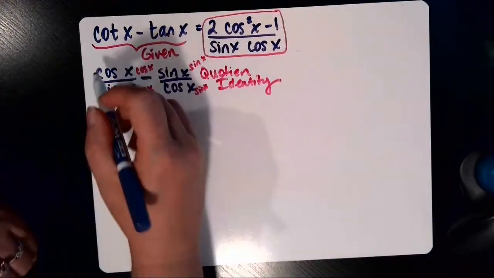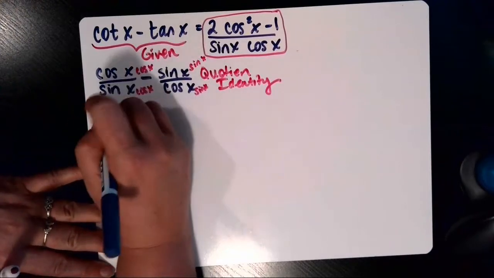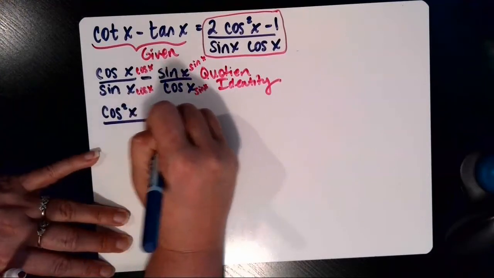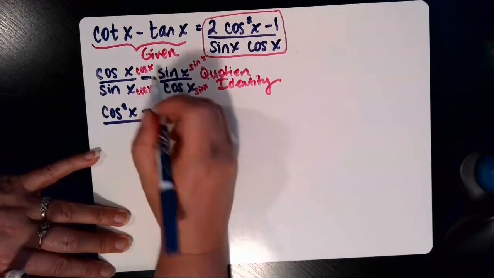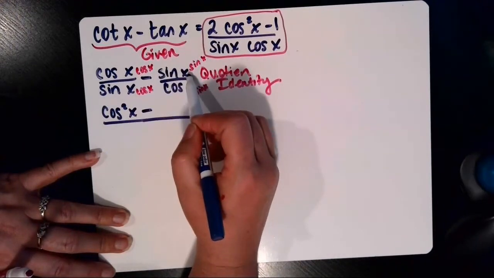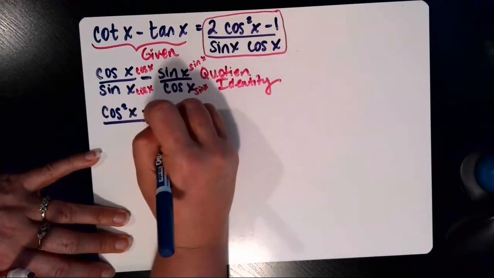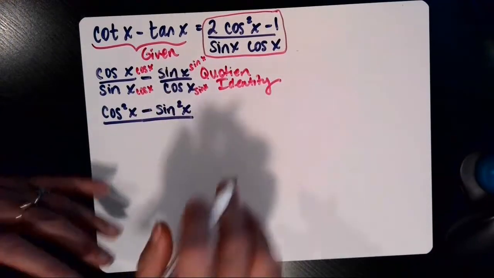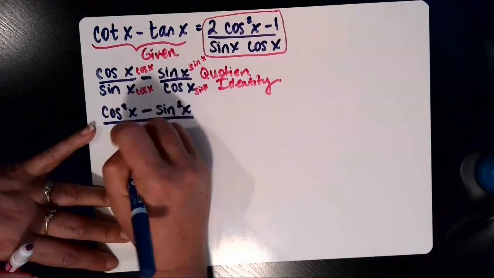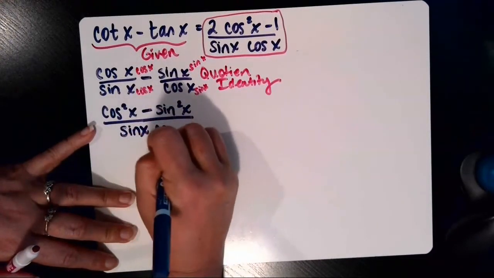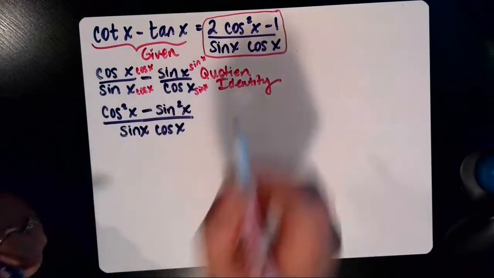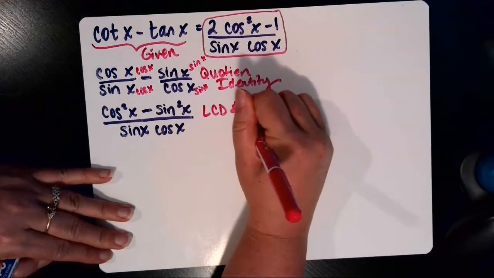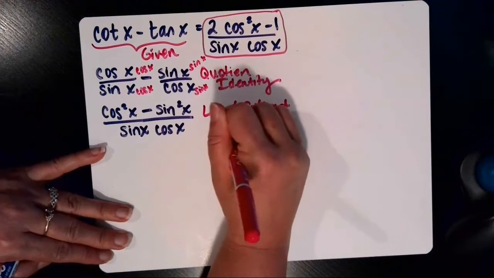So in step 3, that will give me cosine times cosine is cosine squared x, and then minus in the middle because I'm subtracting, and then second fraction sine x times sine x in the numerator, that's sine squared x. Okay, then that's all over my common denominator, which is sine x cosine x. And that was finding a least common denominator and subtracting the fractions.